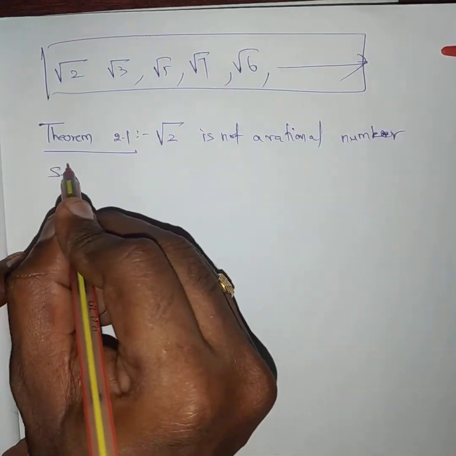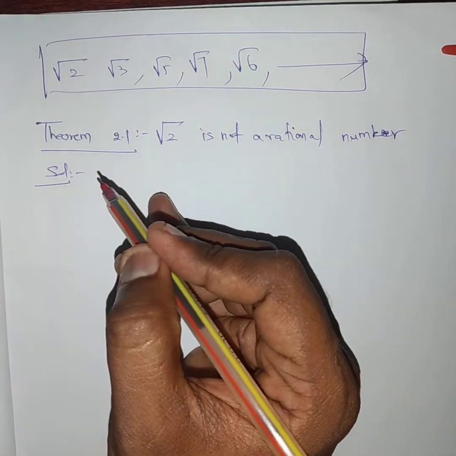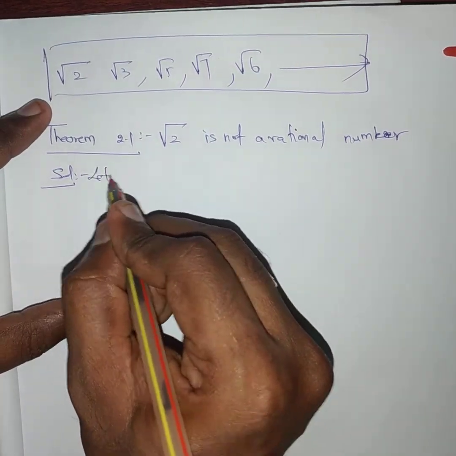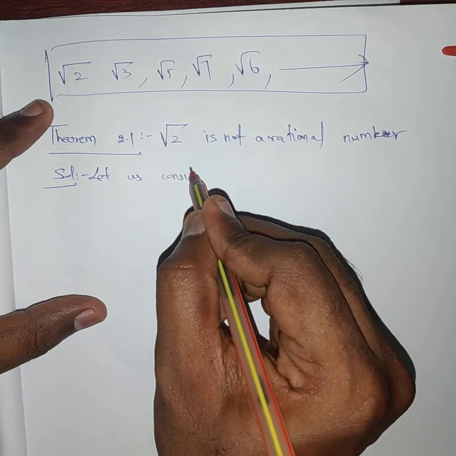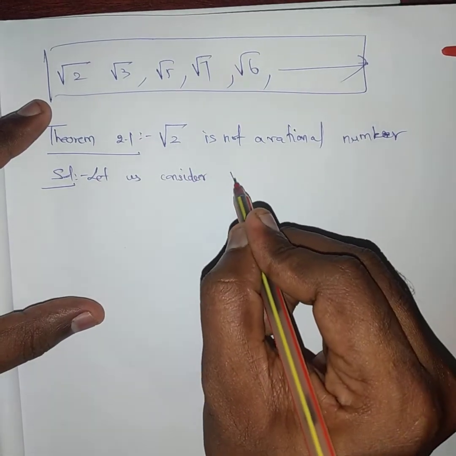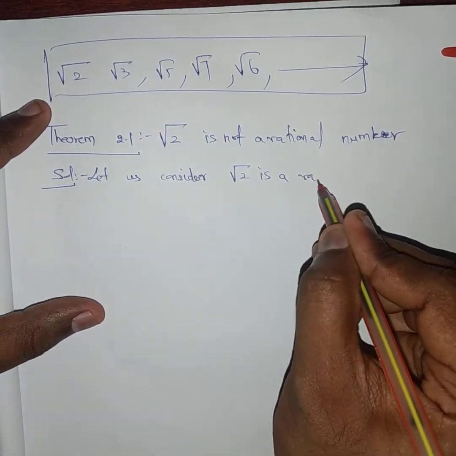So we need to prove it. Solution: let us consider that square root of 2 is a rational number.